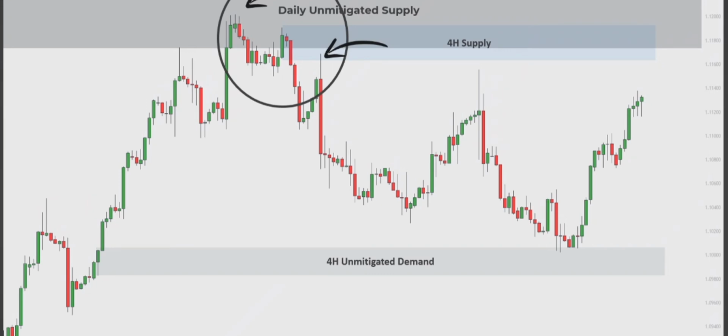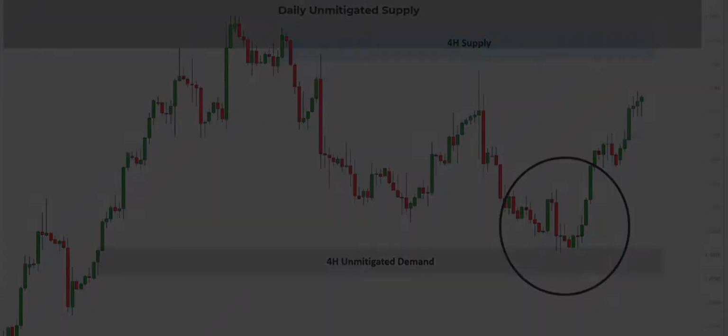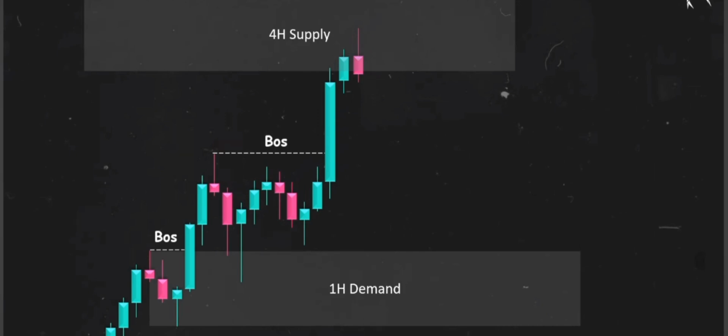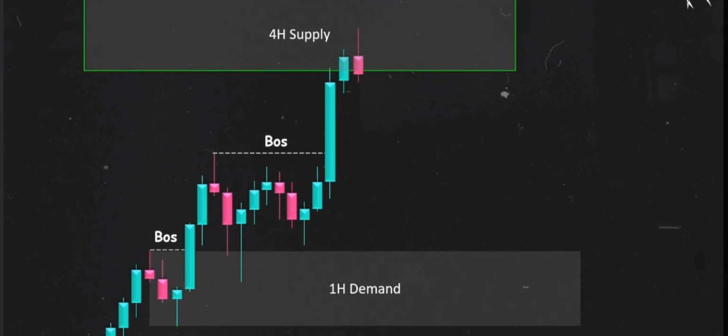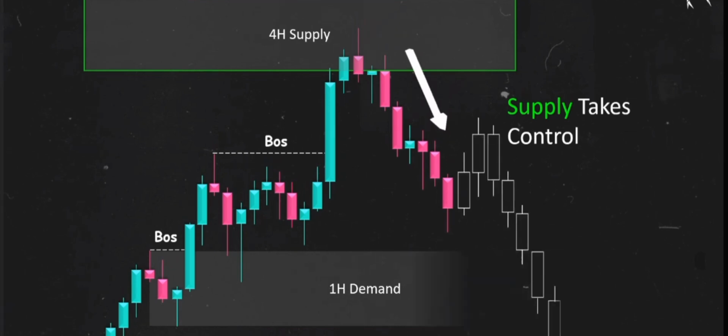Supply remains in control until the price hits a fresh demand zone and reverses upward. At that point, demand takes control, and we should stop looking for selling opportunities. So, identifying who's in control depends on how the price reacts to unmitigated supply and demand zones. Always remember that higher time frame fresh zones take priority over the time frame you're analyzing. This means if the price hits a fresh, unmitigated zone from the opposite side on a higher time frame, it will shift control from demand to supply or vice versa.